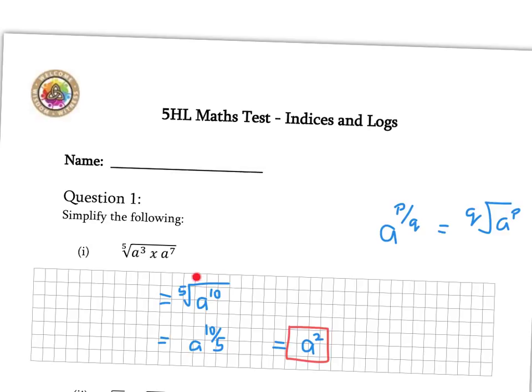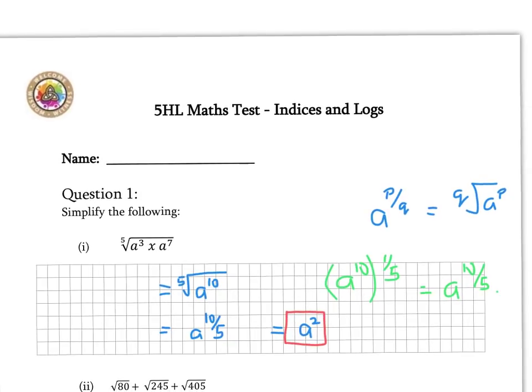Now, equally here, I could have said the fifth root, and I'll do it in a different colour over here, I'll do it in green. I could have said that's a to the power of 10 and to the power of 1/5, because I know that also, and then multiplying that out gives me a to the power of 10 over 5. So whichever way I go here is going to give me the same answer as a to the power of 2. Okay, and we will go on now and have a look at question 2.